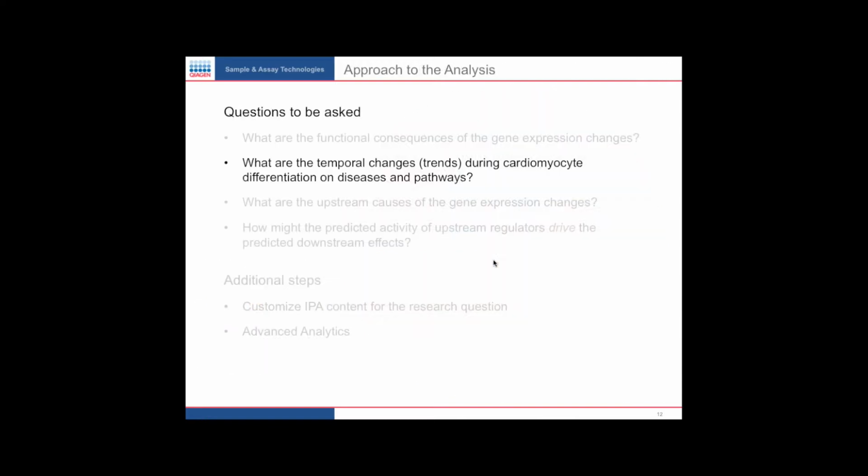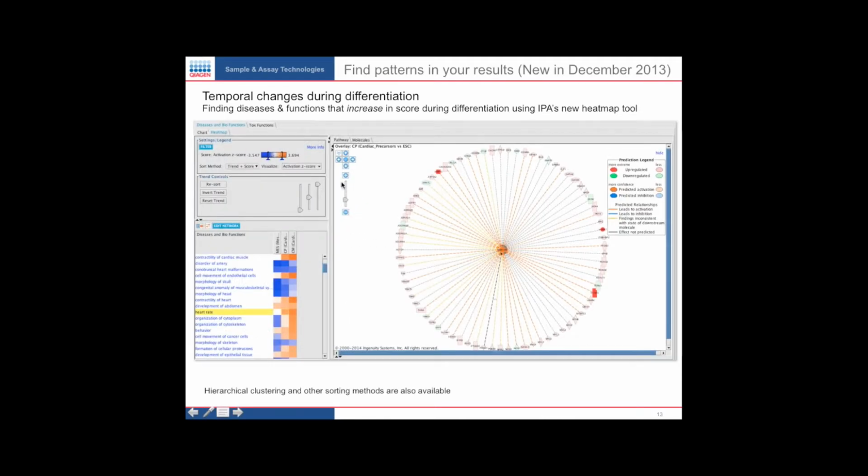What's happening over time? Is there a way we can look at the pattern over time as these cells differentiate? So yes, you can. There's a tool called comparison analysis that lets you do that, a heat map of those predictions across the different conditions. So this is, you can sort by, you can do hierarchical clustering, you do various sort methods. This is using a trend sorting.